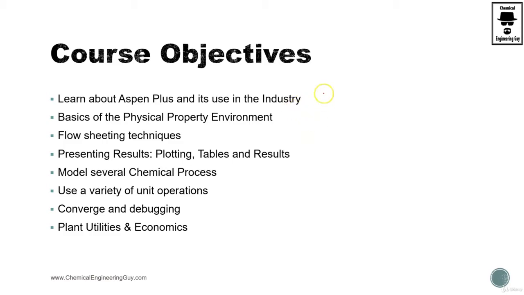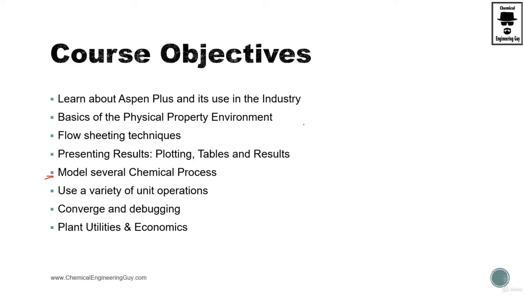The important task here is to understand what types of industries use Aspen Plus, what types of unit operations you can model, and eventually how you can model several chemical processes. For this we will need an understanding of the physical property environments, just the basics. How can we set up the property methods, the components, reactions, and all the models and equations, whether it's going to be treated as an ideal state or real state, ideal solution, and so on.